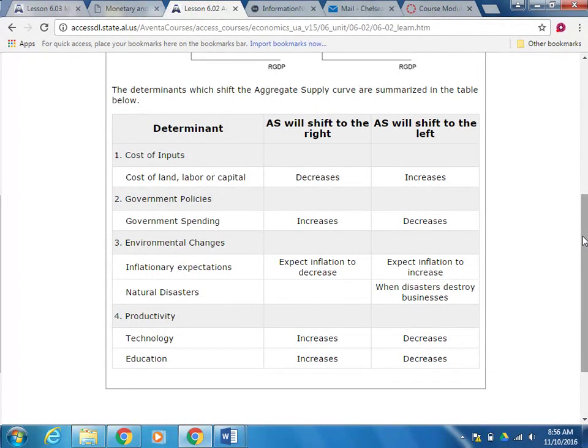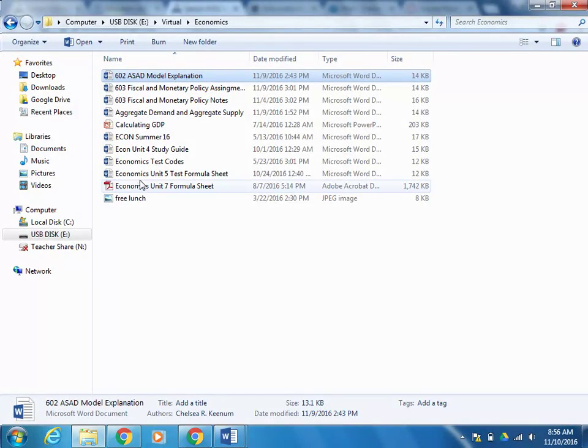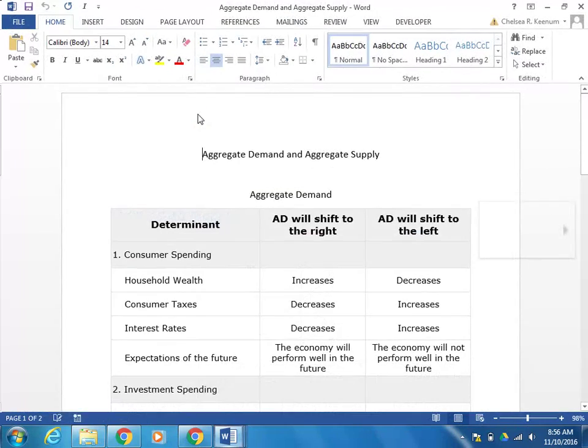Cost of inputs, government spending, environmental changes, technology, education. I also threw in here immigration because one of the questions has to do with immigration. But to be honest, it doesn't really help you in the chart figure out which one it should be, and it is applying to supply. So I added immigration into the new chart. And I can pull that up for you guys if you would rather take a look at it.